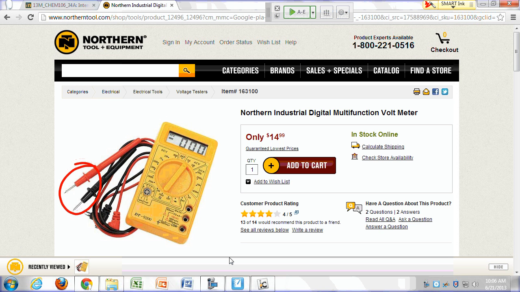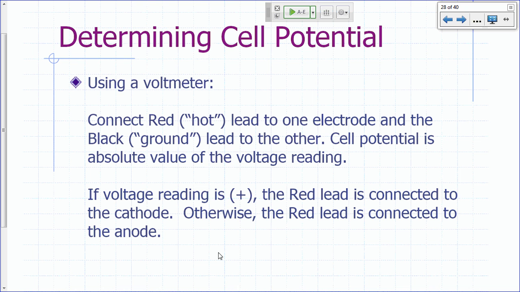If your leads are detachable, what you would do is you would plug in your black lead to the socket labeled COM, which means common or ground, and then the other lead goes into the other socket. And so what you do is that red lead, the hot lead, you connect that to one electrode, and the black lead or the ground lead, you connect that to the other electrode.